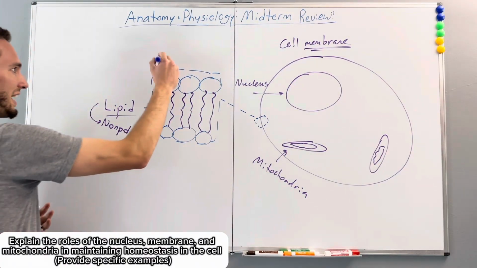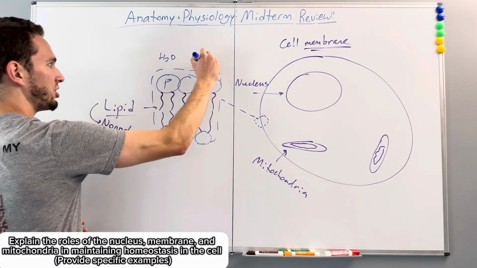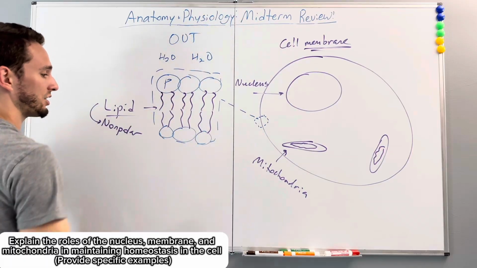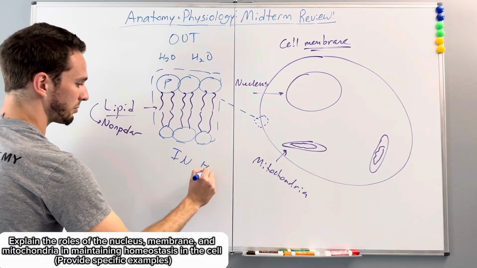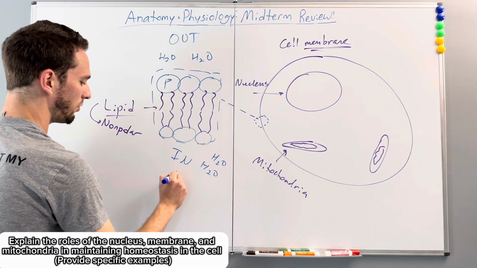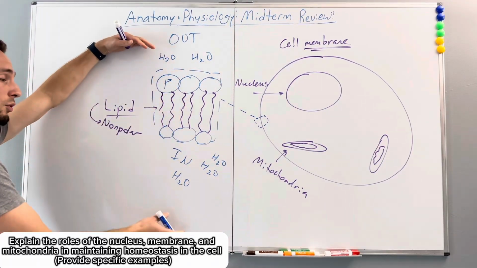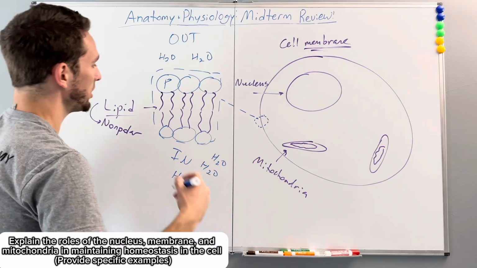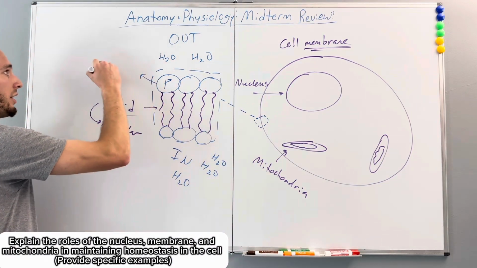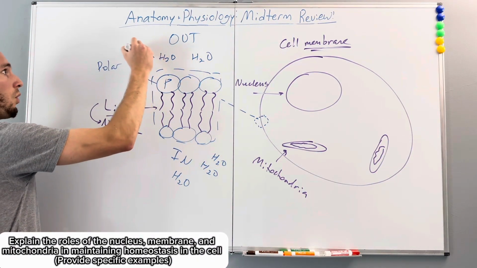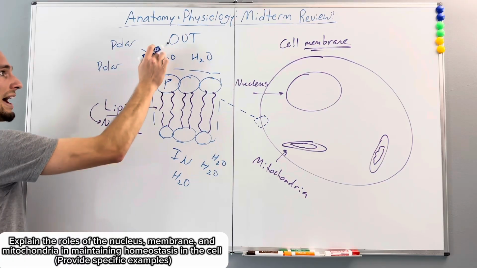So therefore, there's likely going to be some water outside of your cell as well as inside of your cell. So there's going to be water here. Well, how does the membrane keep water on one side and the other while still interacting with it? Well, we know that the phosphate groups here are going to be polar, just like water is also polar. So they can interact with each other.